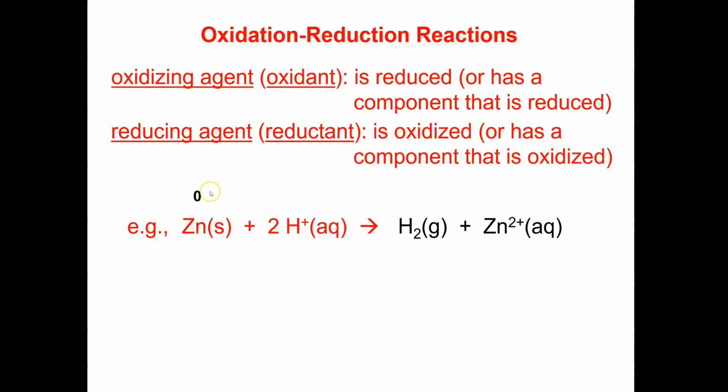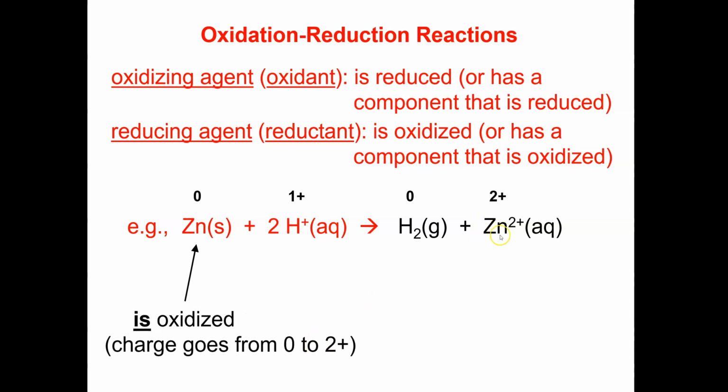Because this is an elemental, we're going to assign it a 0. This is going to have a 1 plus charge because hydrogen here is going to have a 1 plus, then 0, and zinc is going to have a 2 plus. And so now we have to identify what is getting reduced and what's getting oxidized. Zinc went from a 0 and is being oxidized to a 2 plus because it lost 2 electrons. Hydrogen went from a 1 plus to a 0, which means it is getting reduced.